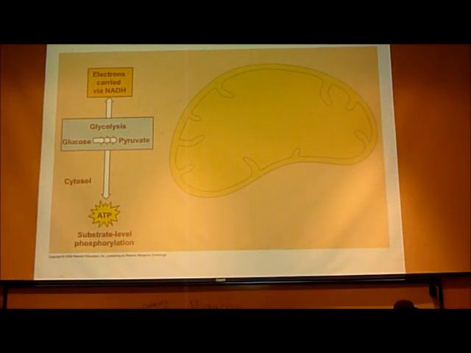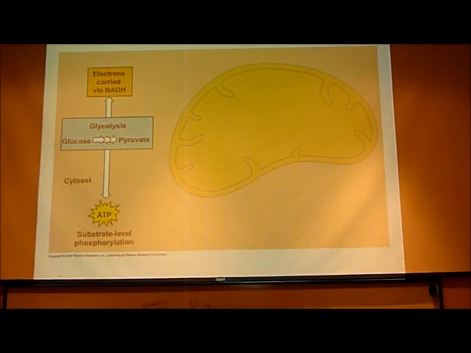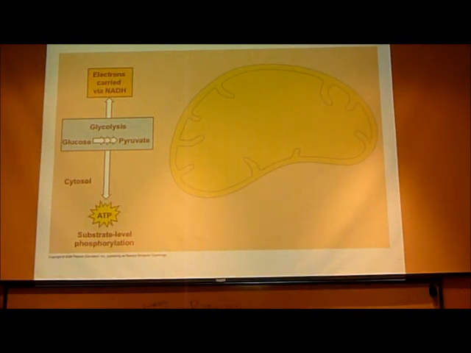Okay. During glycolysis, we are going to produce a net of 2 molecules of adenosine triphosphate through a process referred to as substrate-level phosphorylation.